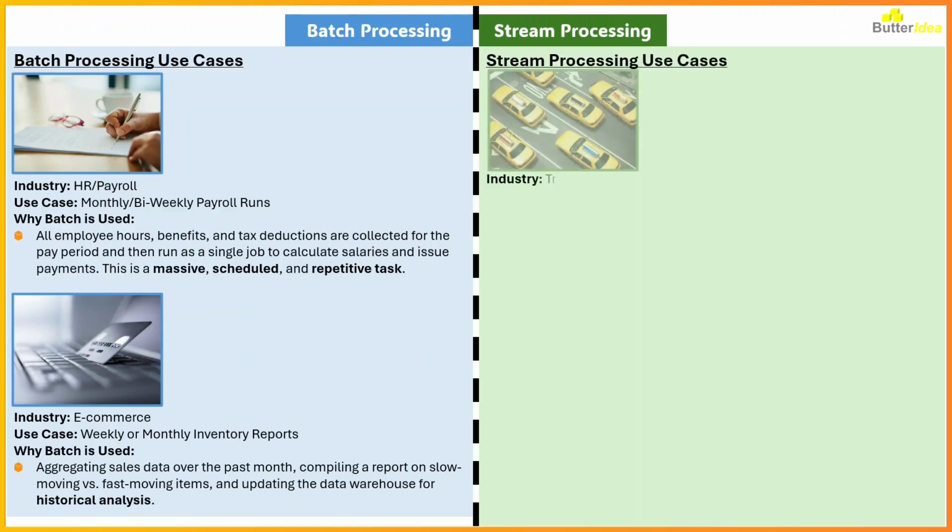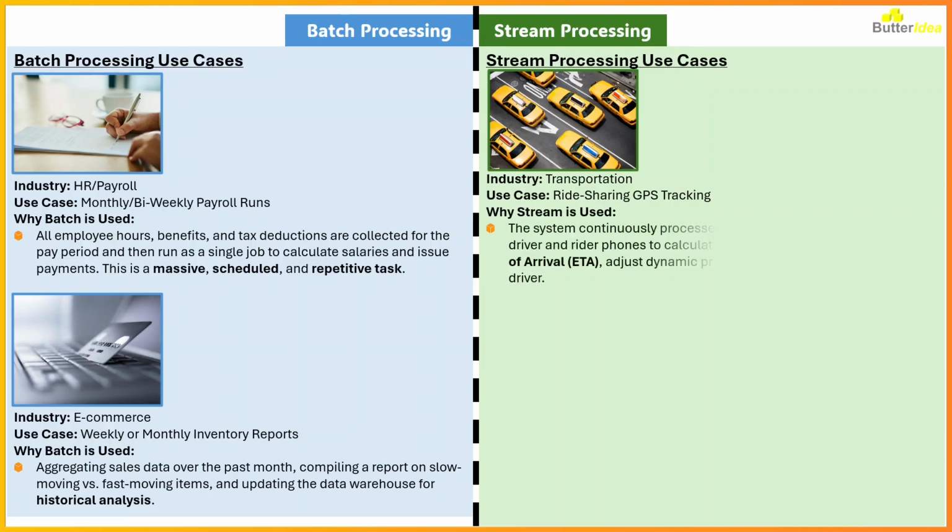In transportation, stream processing powers ride-sharing GPS tracking. The system continuously processes live GPS data from thousands of drivers and riders. It uses that real-time stream to calculate the most accurate estimated time of arrival, adjust dynamic pricing, and instantly match riders with the closest available driver.